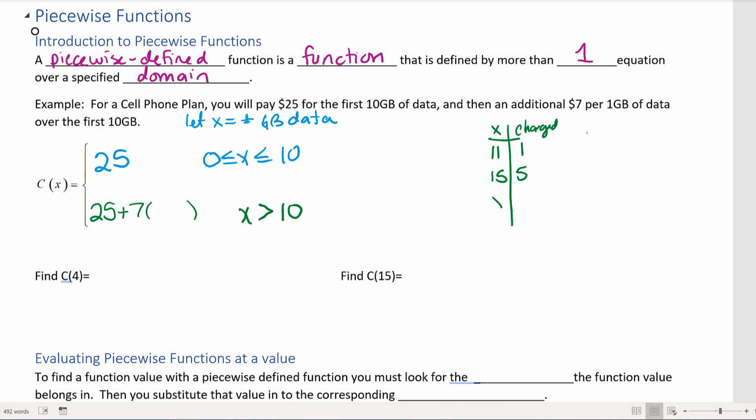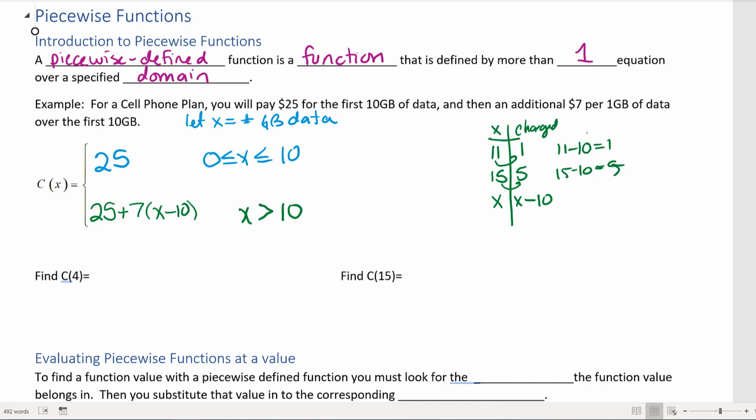Well, what if I have x, where x is greater than 10? How do I get from 11 to 1? How did I get from 15 to 5? 11 minus 10 got me 1. 15 minus 10 got me 5. So x minus 10 gets me just the extra gigabytes after the first 10 are already paid for. So the expression inside the parentheses is going to be x minus 10, because that's going to get you just the extra ones, okay? So this is our piecewise defined function.